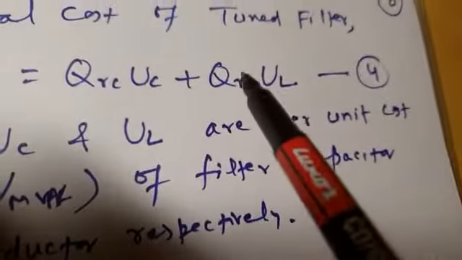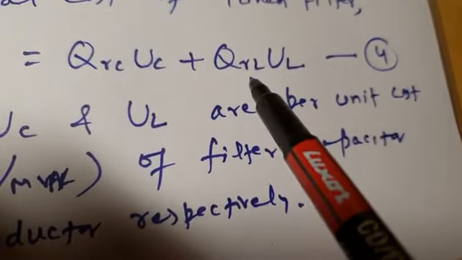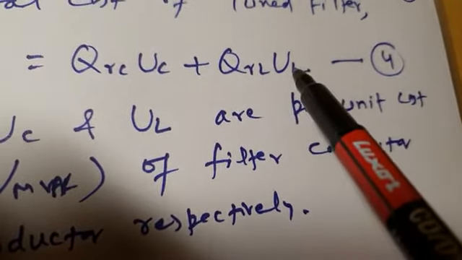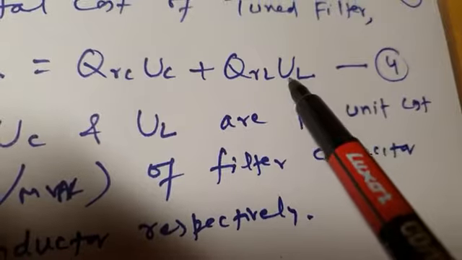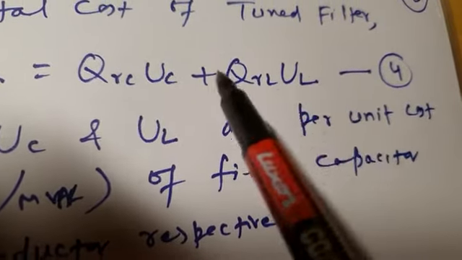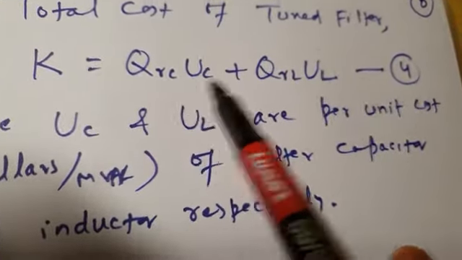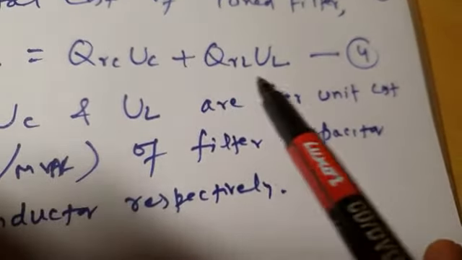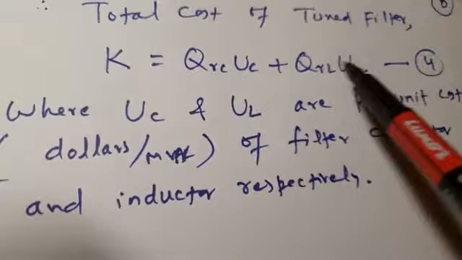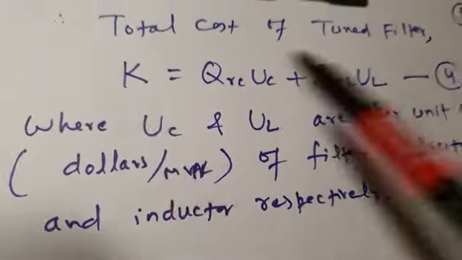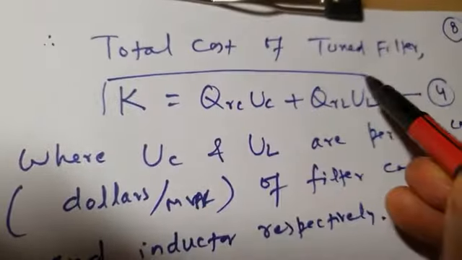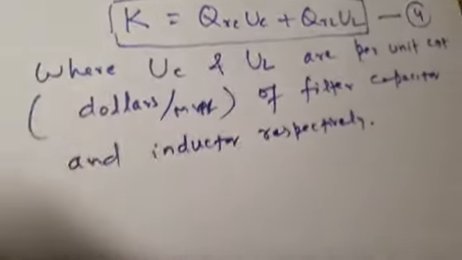Plus, what is the total rating of the inductor? That is QRL in megavars multiplied by the cost per unit megavar, that is given as UL. So multiply it by this. So this will give the total cost of the tuned filter capacitor, and this will give the total cost of the tuned filter inductor. And this cost plus this cost will give you the total cost of the filter.